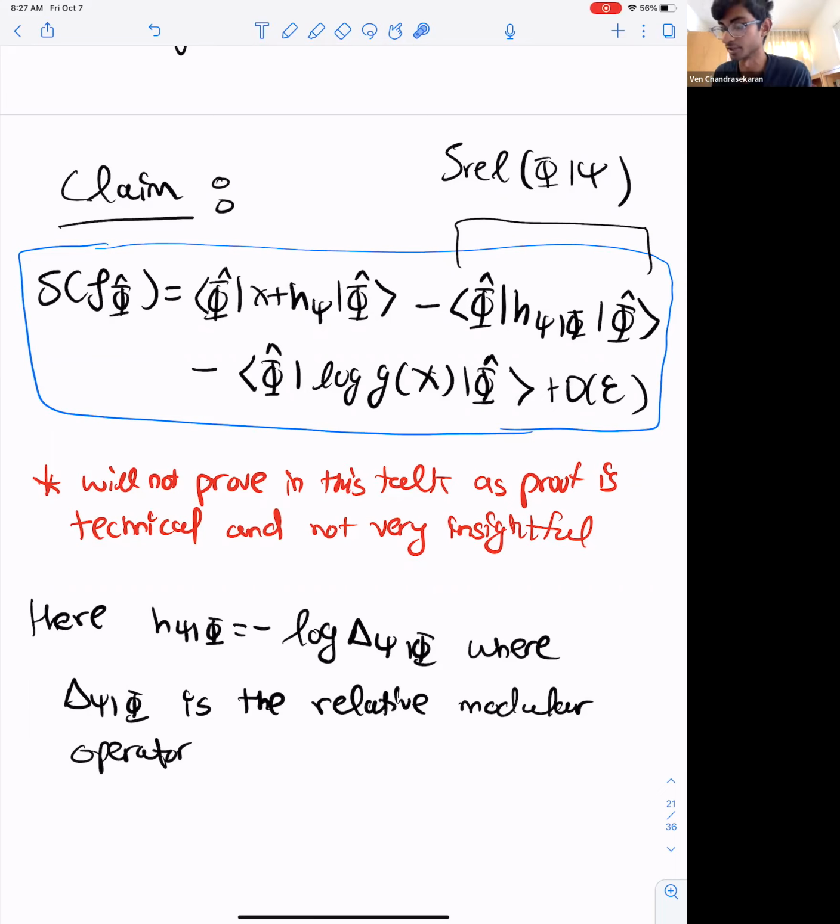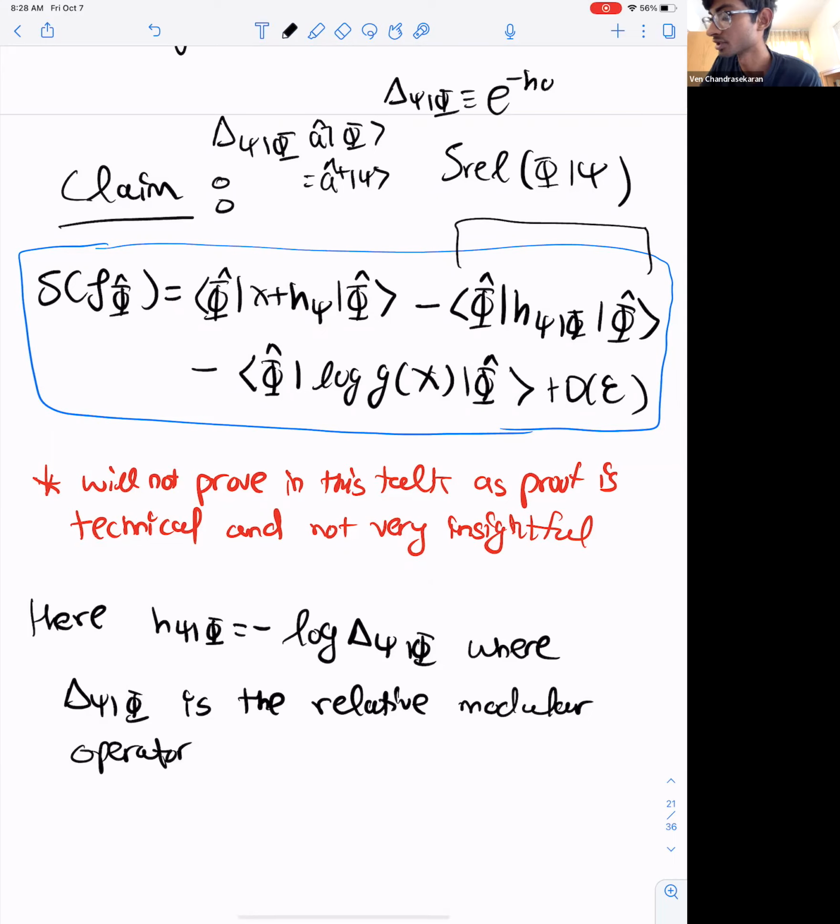So there are three terms in particular that show up in this formula for the entropy. There's the expectation value of x plus h psi in the state phi hat. There's the expectation value of this thing called the relative modular operator in the state phi hat. So the relative modular operator, just really quickly, is just defined as the thing which does this. You take some operator, it acts on phi, and it spits back out the same operator conjugated acting on psi. And h, and then I'm just defining h of psi with respect to phi as the thing which is minus the log of the modular operator.